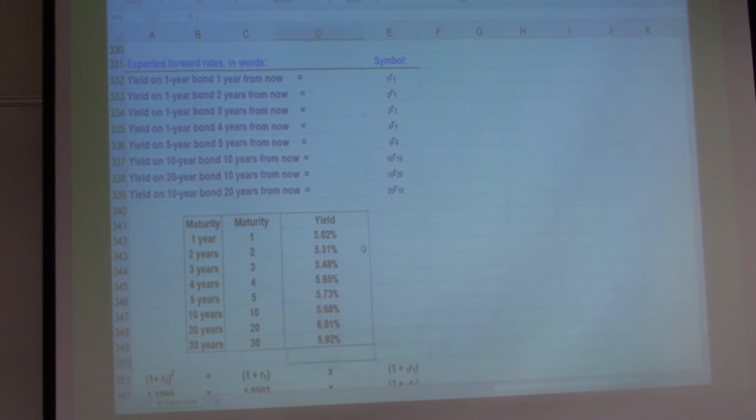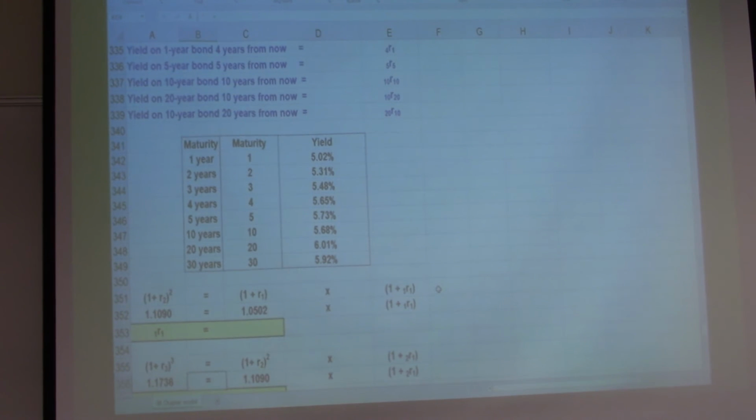So what you know is the yield curve. These are the yield curve information. 1 year to maturity, each year is 5.02%. 2 years to maturity, it's 5.31% each year. So this is yield curve information. Now let's predict the future interest rate. The first one: this is a 2-year treasury note, and you can predict the interest rate a year from now, a 1 year treasury note, but 1 year from now.